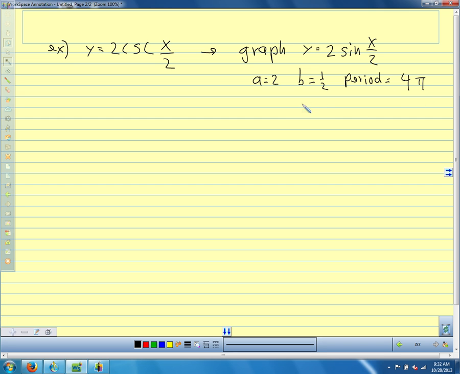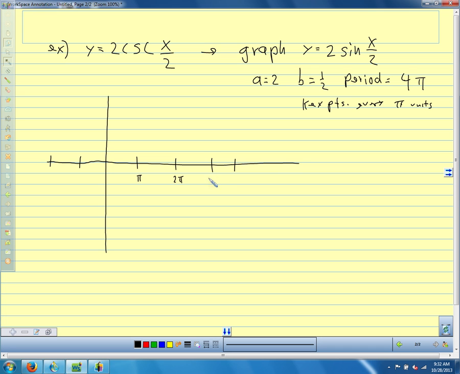And I'm going to sketch out my key points every quarter period, or every pi units. So here's where we can start our sketch. Going by pi units makes it nice and easy. Don't have to deal with fractions. We're going up by 2 units. Now I can sketch this in.